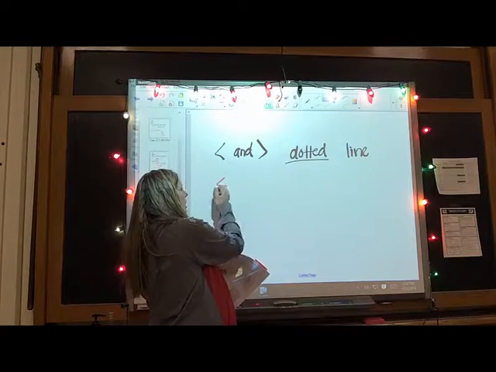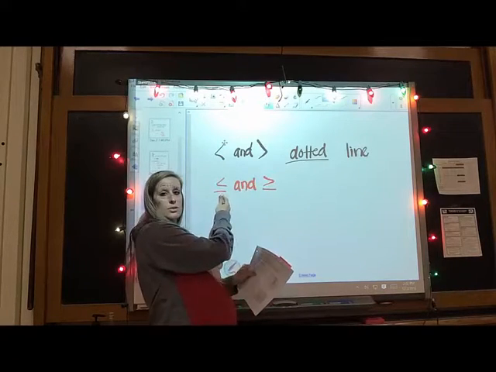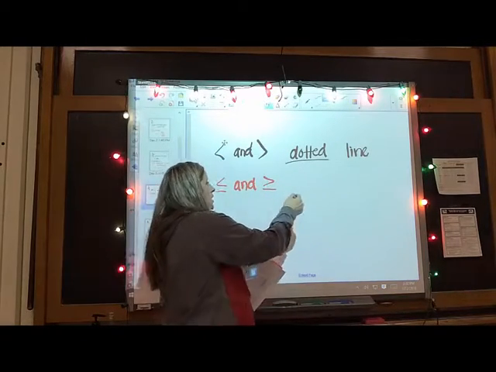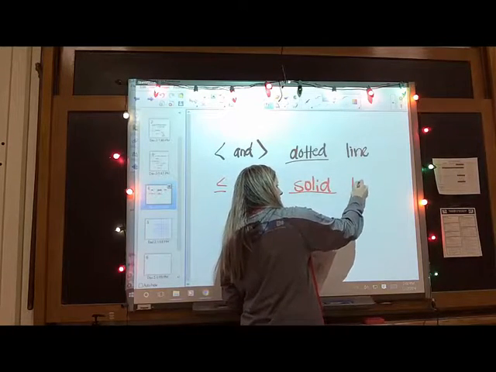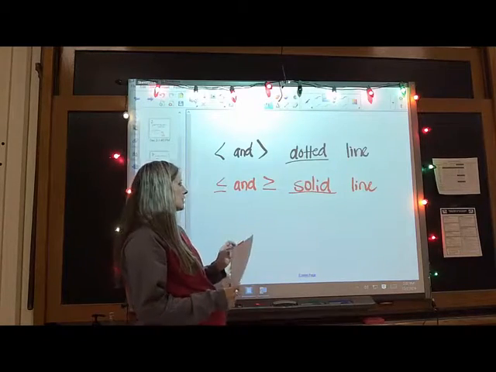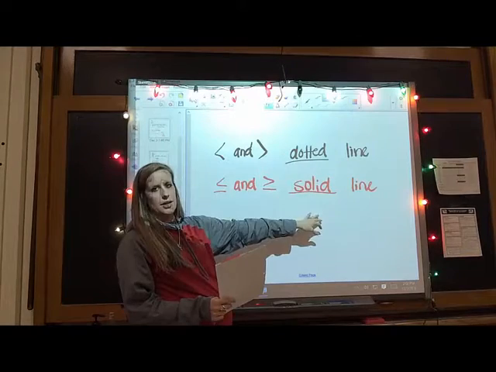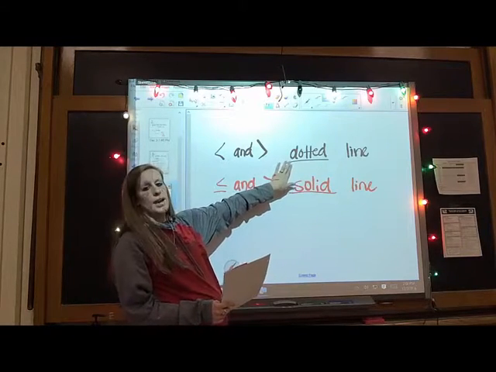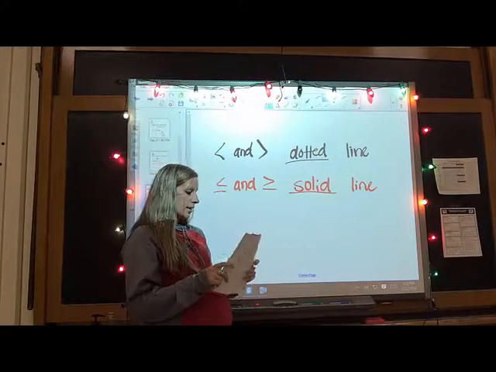Now, if you do have a line underneath, like less than or equal to, greater than or equal to, these are going to be solid lines. And you might remember this from Algebra 1. So no line underneath will be dotted, line underneath will be solid. And this is the part that you are going to have to figure out on your own. Is it going to be solid or dotted?